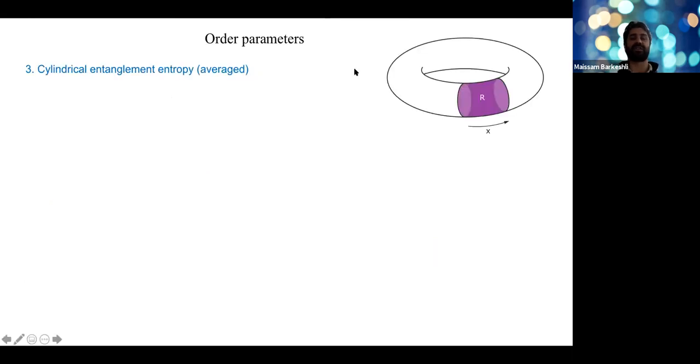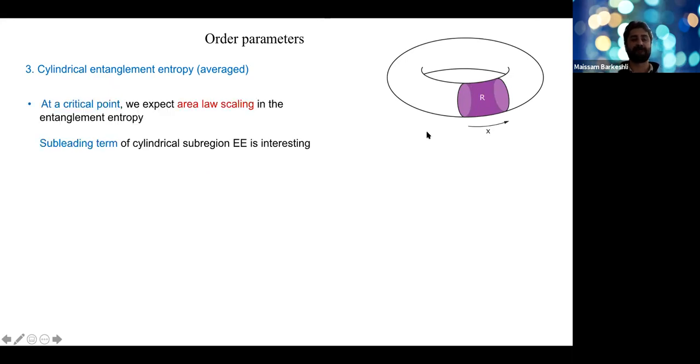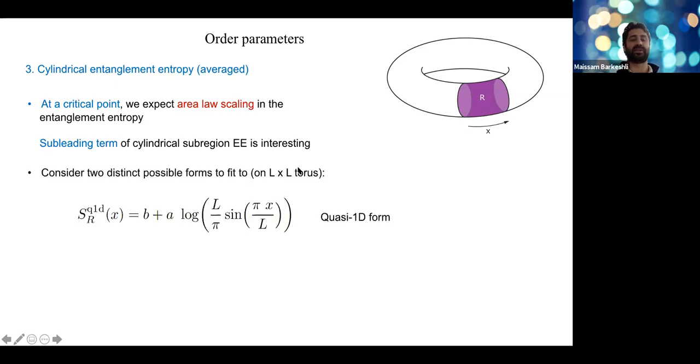And then the third thing that we'll look at is the entanglement entropy of a cylindrical subregion on the torus. This particular thing is interesting to look at, we'll see. And what we expect is when we're at a 2 + 1D critical point, we expect area law scaling for the entanglement entropy. So what's going to be interesting is the subleading term of this cylindrical entanglement entropy.